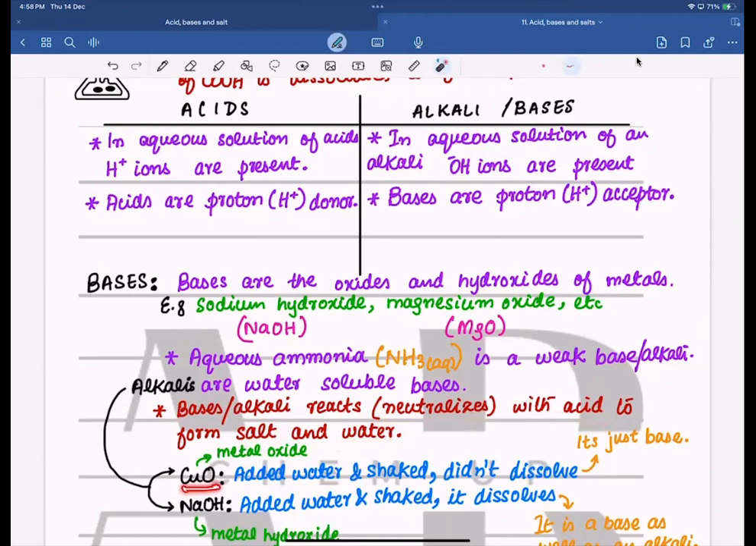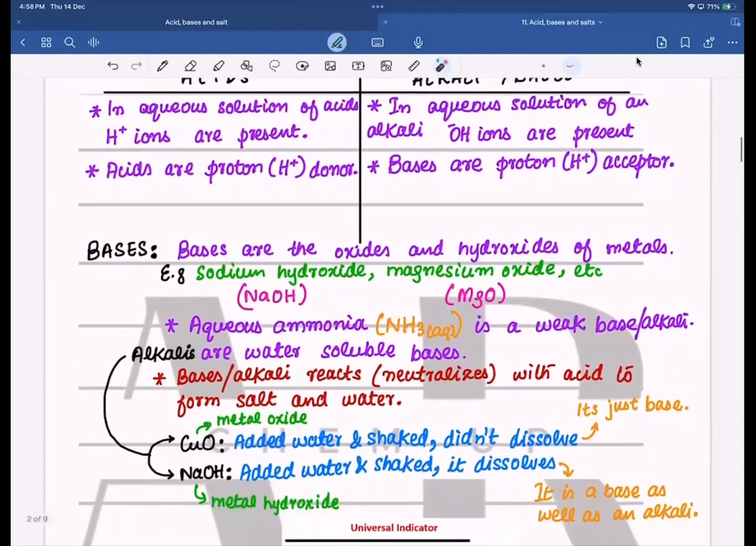See, copper oxide is a metal oxide, and this one is a metal hydroxide. We added the first in water and shook it, it didn't dissolve, so it indicates that it's just a base. We added the other in water, shook it, and it dissolves, so it is a base as well as an alkali. If a metal oxide or metal hydroxide dissolves in water, then it is a base as well as an alkali. But if it doesn't dissolve in water, then it is just a base. Is this clear to all of you?